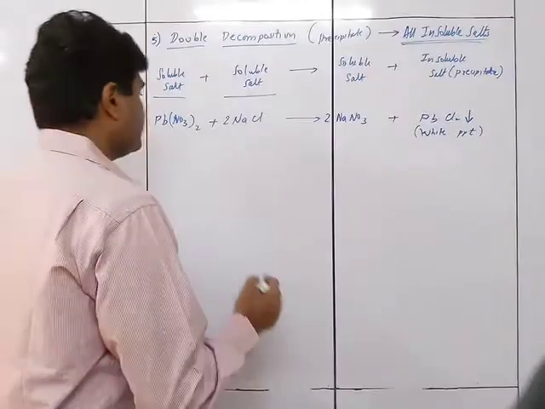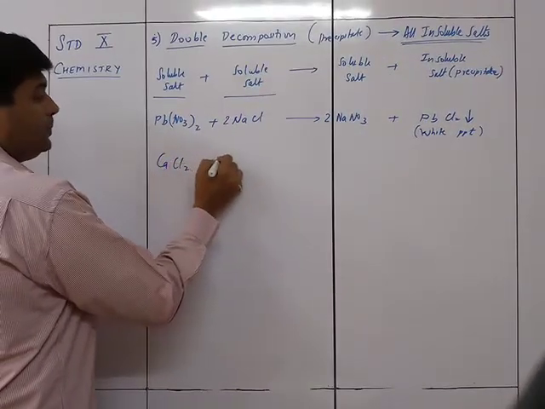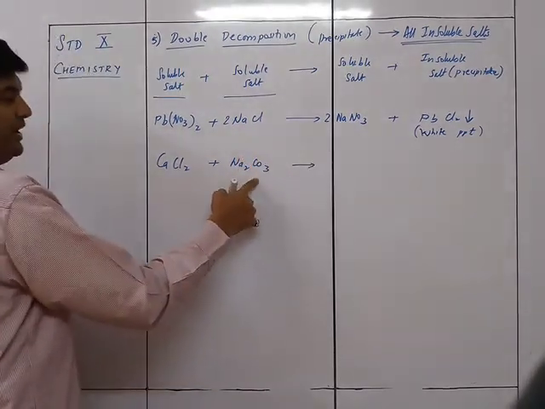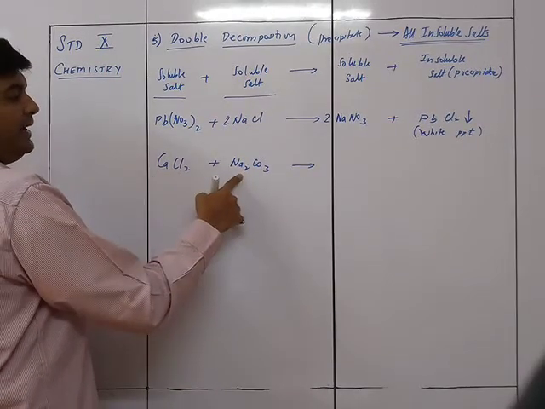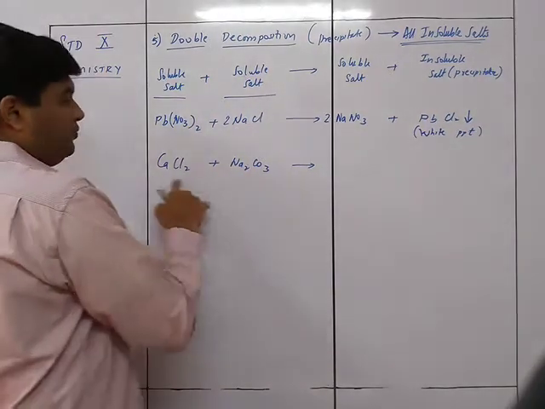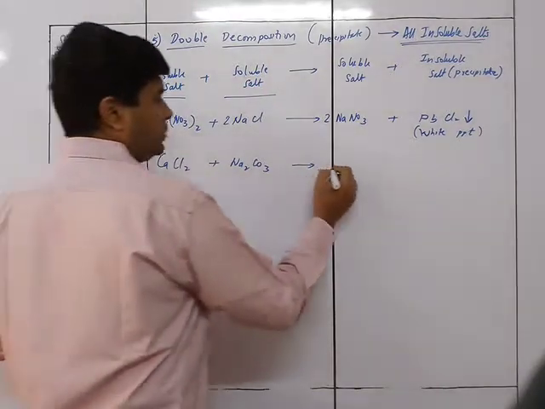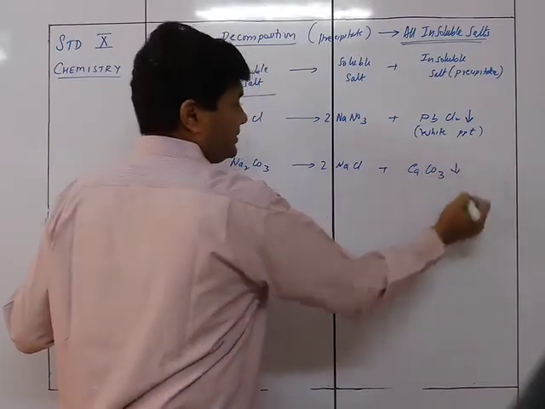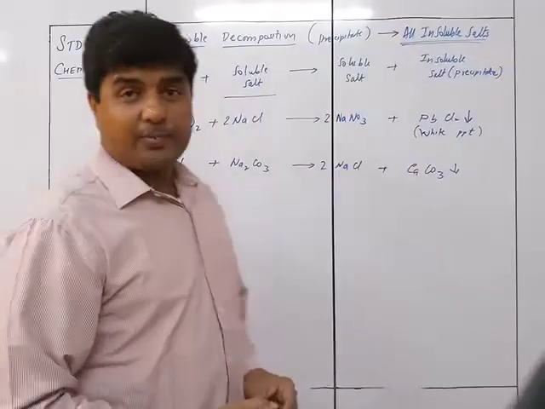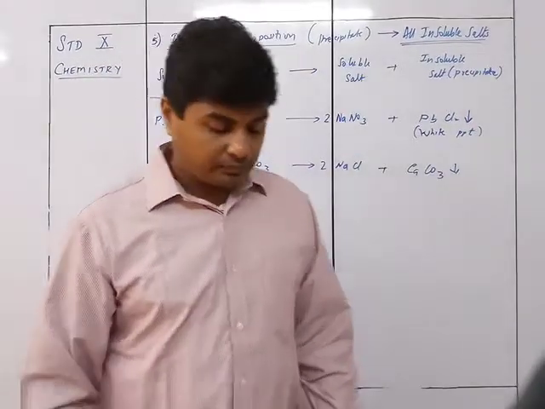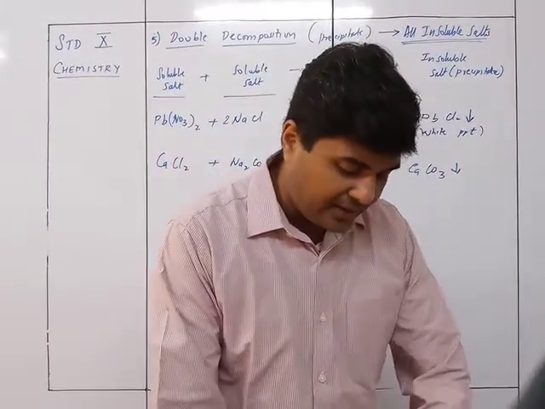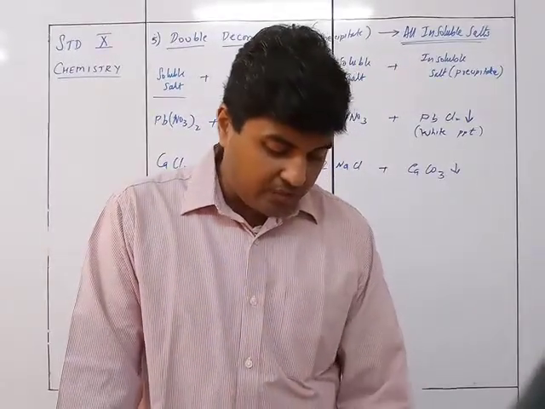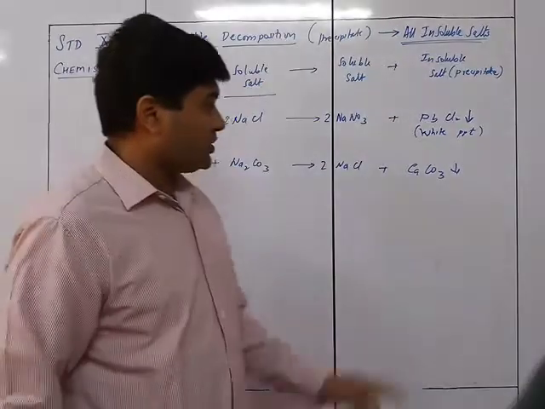Okay, we can take another example. CaCl2 plus Na2CO3. So carbonate weak, chlorine strong, Na strong, Ca weak. So weak together, strong together to give you 2 NaCl plus CaCO3 as a precipitate, because we saw that all carbonates are going to be insoluble. So that's why carbonate is insoluble, hence we got calcium carbonate as the insoluble precipitate over here.